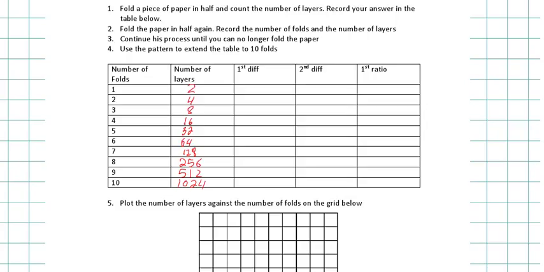Now, at the beginning, we actually took the paper and started folding in order to see a pattern, right? And we saw that the pattern of the number is doubling, right? So I'm multiplying by 2 every single time.